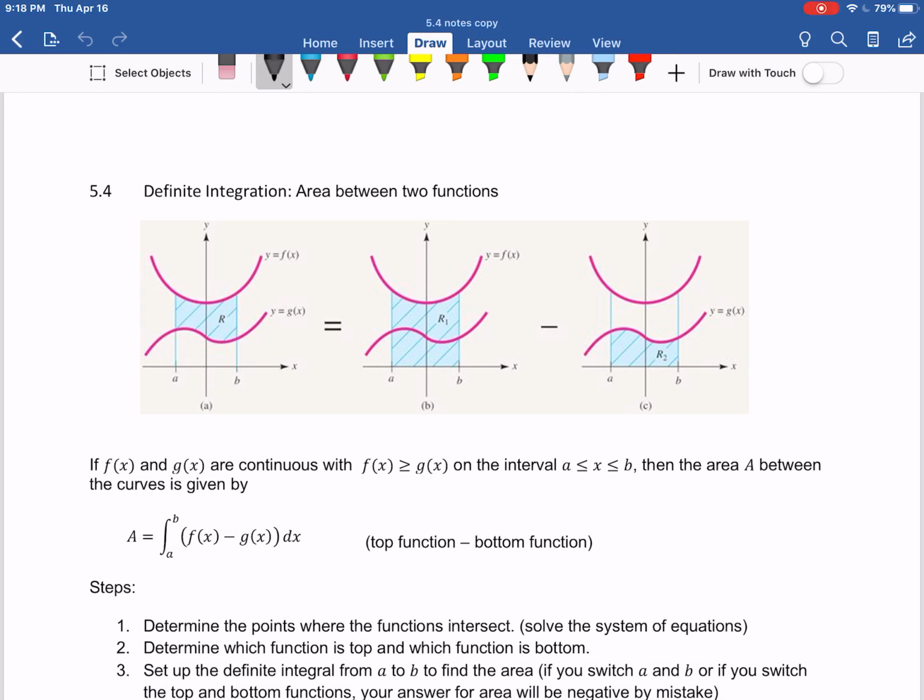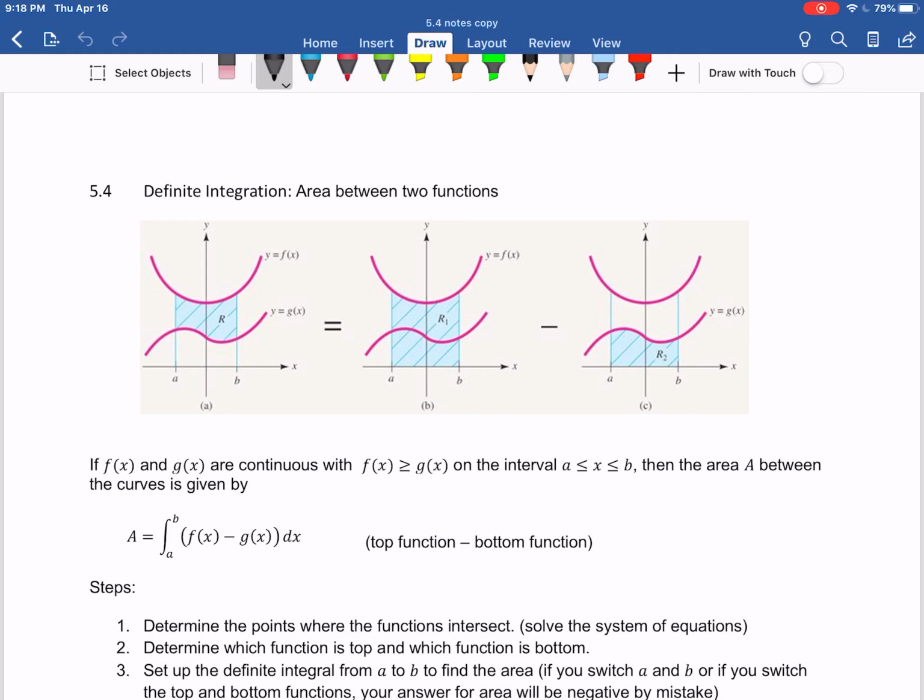We have learned that we can find the area under a function and above the x-axis by taking the definite integral from the lower limit to the upper limit of that function. So that'll get you the area that is below the function but above the x-axis. What happens if you have two functions, one on top of another, and you want to find the area in between those two functions? Well, the process looks like this in the picture that you see in front of you.